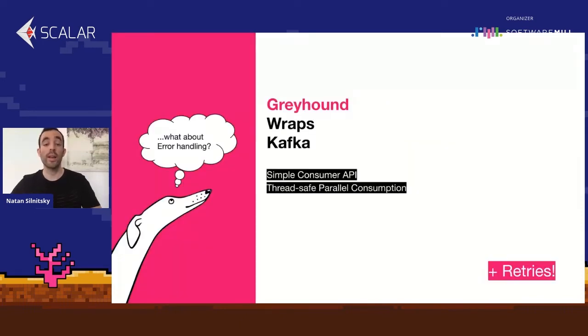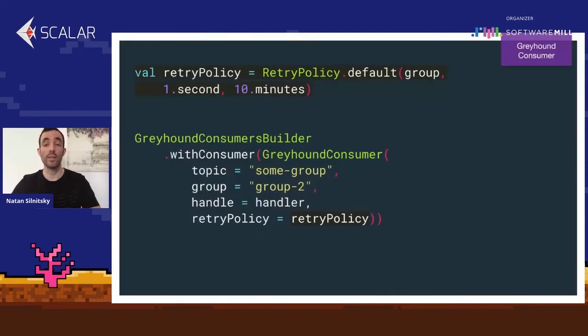Okay, so what about error handling that I already mentioned? We want to have fault tolerance. So Greyhound offers the ability to do retries. You just specify the retry policy, and you will see here that the retry policy means that if there is a failure, we want to retry after 1 second. And if that doesn't succeed, we will retry again after 10 minutes. And then we just specify the retry policy in our builder. So very fluent and simple API.